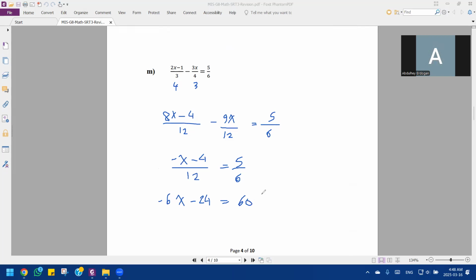Now, take minus 24 there, it will be plus. Minus 6x equals to, it will be 4, so 84. Now we divide by minus 6. X is equal to minus, now 84 divided by 6, can we do it? 6 times 10 is 60. What is left from 84? 24. 24 divided by 6 is 4, so 10 and 4 is 14. So it's minus 14.